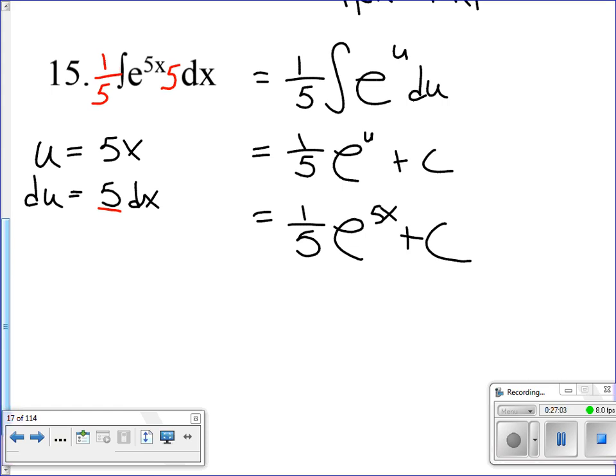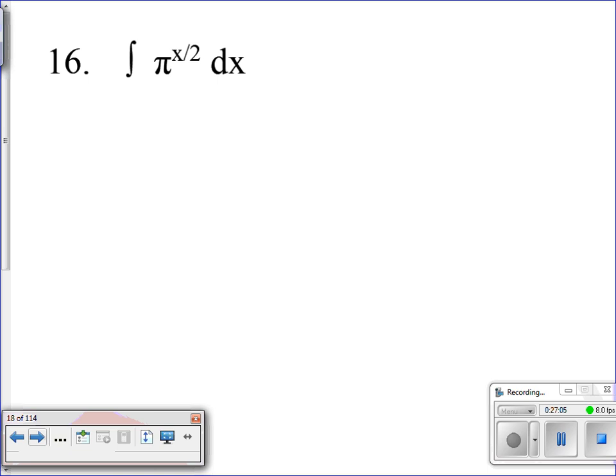Okay, moving on, 16. Okay, now 16, no constant to pull out because that pi is a constant, but it's being raised to an exponent. It has to be a constant multiplier to be pulled out. So there's nothing to pull out. But this is going to be that a to the u rule.